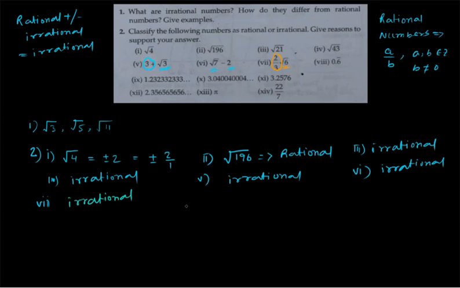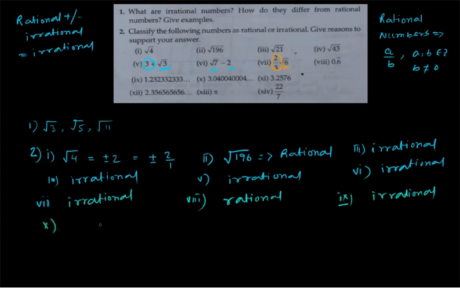0.6 bar. Okay, so we can see it's a non-terminating, but it's a repeating decimal. So it's a rational because we know the definition of rational number covers the repeating numbers. Okay, the ninth one, actually it's not a repeating number. You can see it's 1.23, then again 233, then again 2333. So it's not repeating, or even it is not terminating, so it's an irrational number.